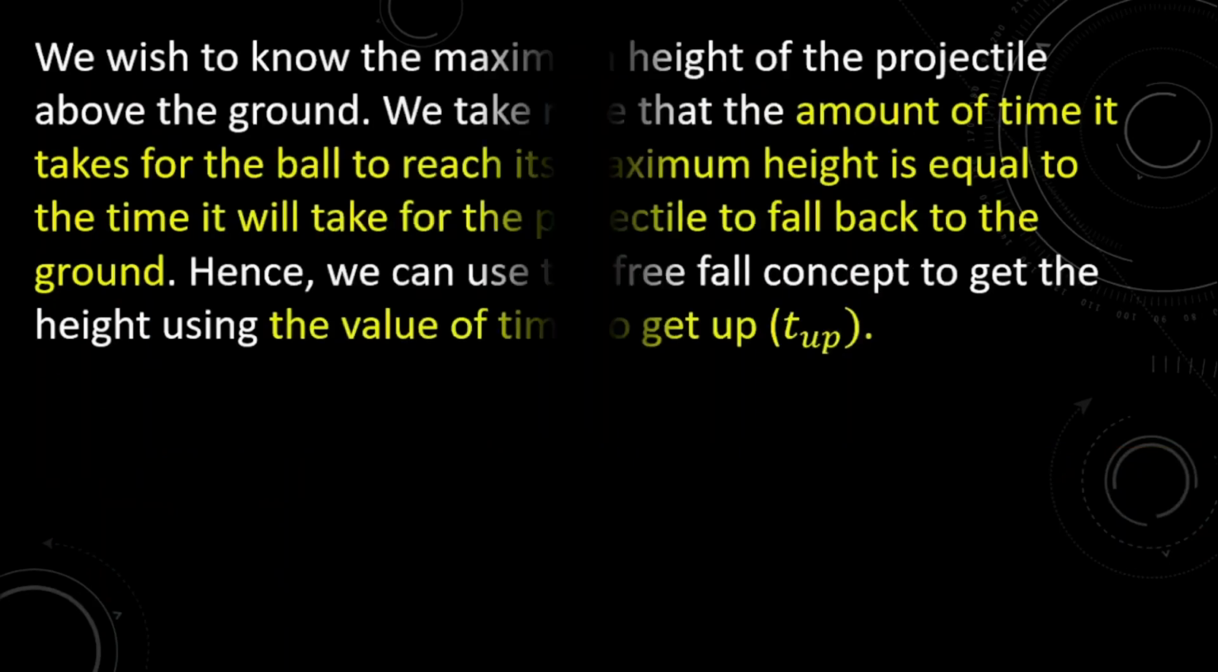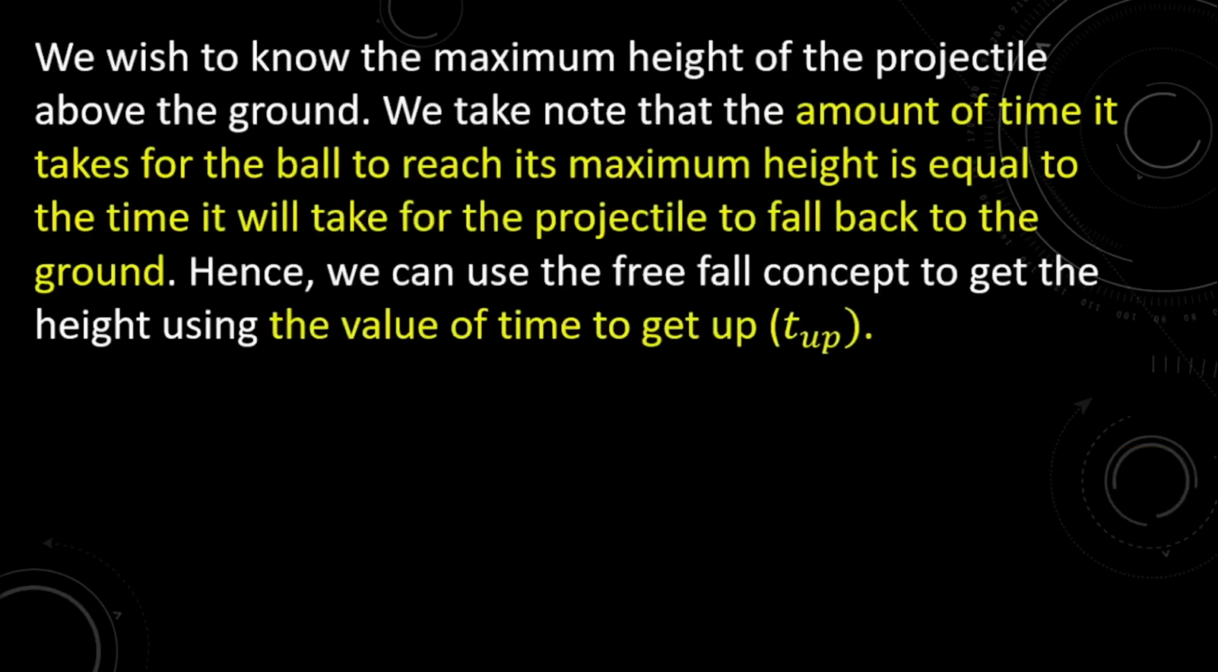We may wish to know the maximum height of the projectile above the ground. We take note that the amount of time it takes for the ball to reach its maximum height is equal to the time it will take for the projectile to fall back to the ground. Hence we can use the free fall concept to get the height using the value of time to get up.